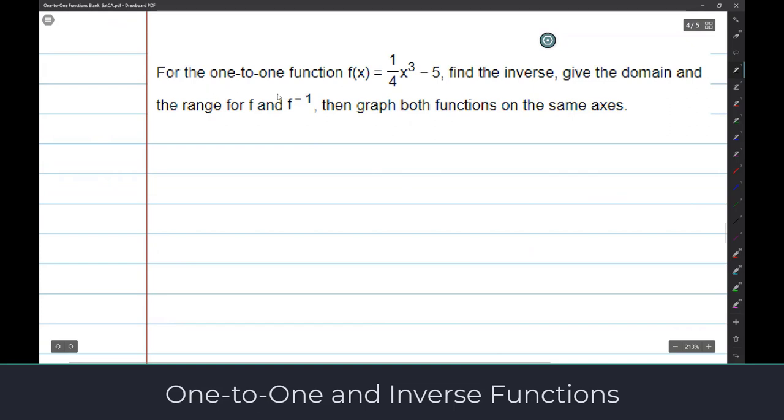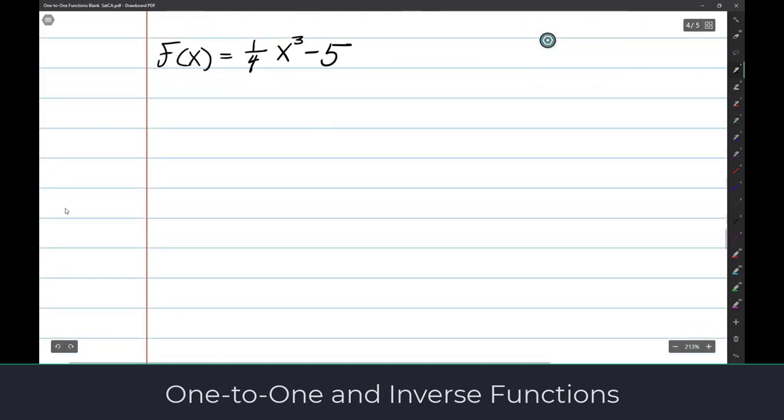Now, for this one-to-one function, find the inverse, give the domain and range for f and f inverse, and then graph both the functions on the same axis. Okay, well, let's find f and f inverse first. Now, first, let me say, you'll be able to tell from the graph what the domain is. So, f of x equals 1/4 times x to the third minus 5. So step one.